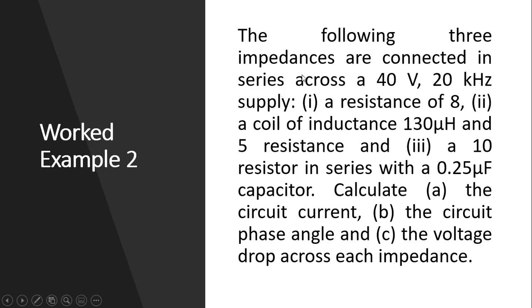So this is an example of what we are talking about. The following three impedances are connected in series across a 40 volt 20 kilohertz supply. 1, a resistance of 8 ohms. 2, a coil of inductance 130 microhenry and 5 ohms resistance.